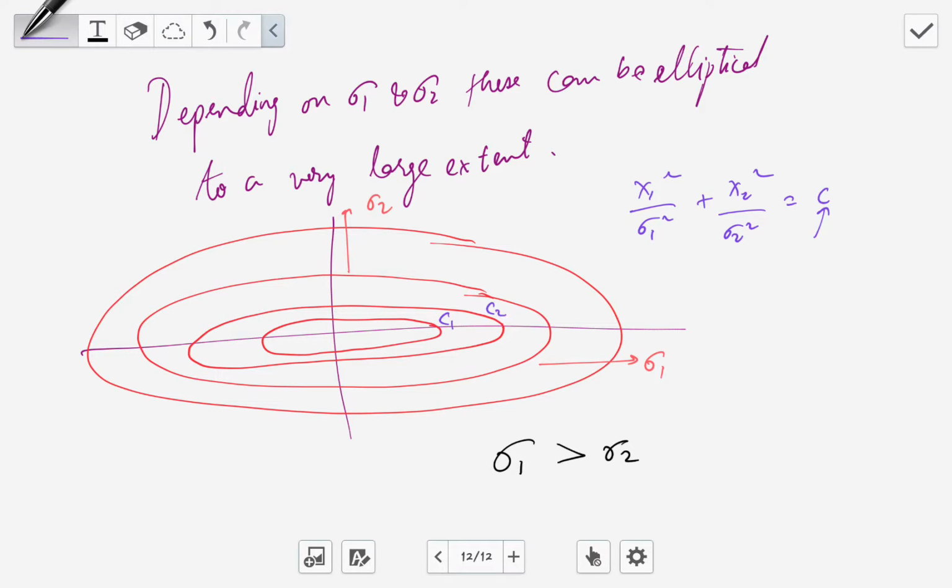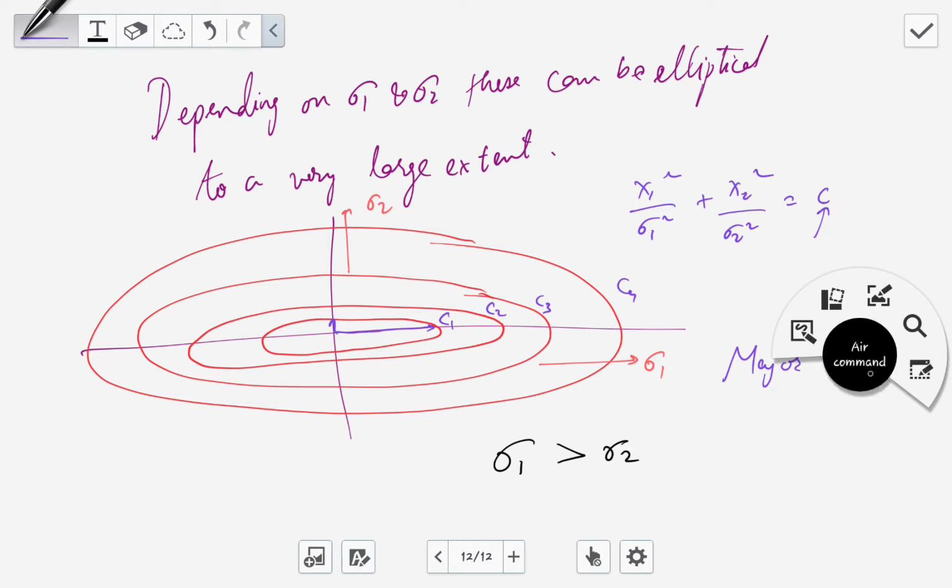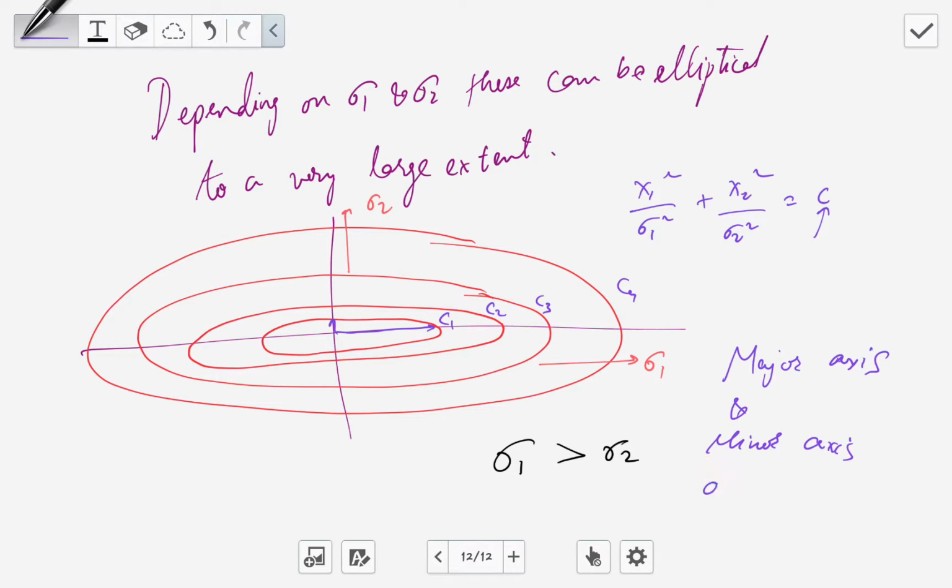Say this corresponded to C1, C2, C3, C4. If sigma 1 was larger, this is larger. Sigma 2 is smaller than sigma 1. So this corresponded to sigma 1 and this corresponded to sigma 2. So sigma 1 is larger than sigma 2. We call this the major axis and this the minor axis of an ellipse. Fine until this point.